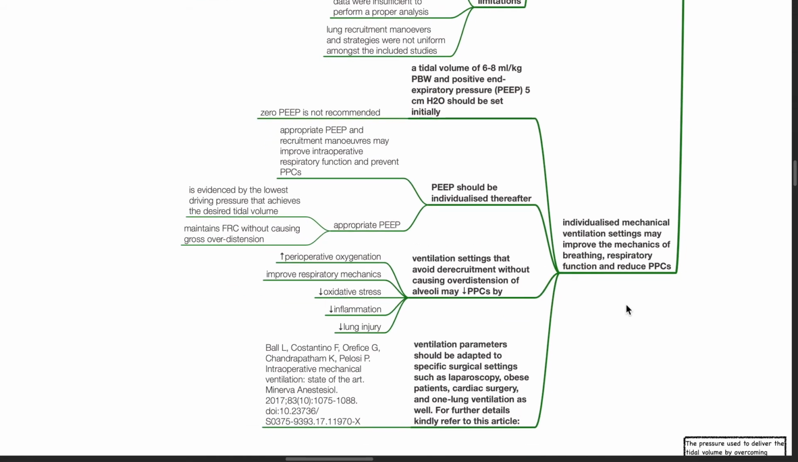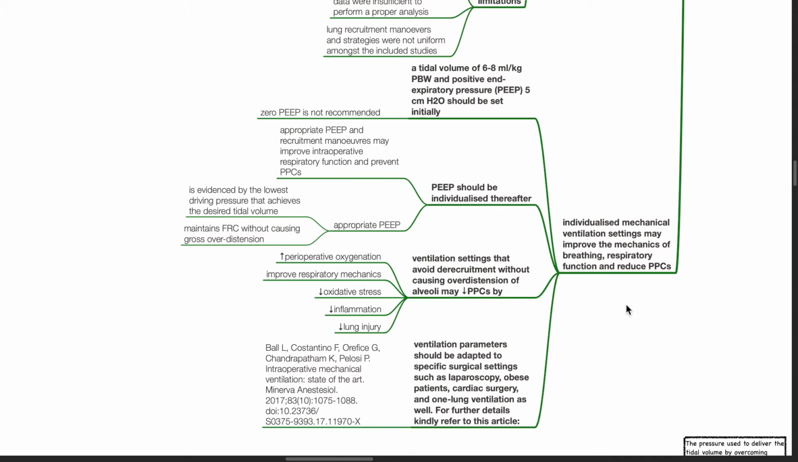Individualized mechanical ventilation settings may improve the mechanics of breathing, respiratory function, and reduce PPCs. A tidal volume of 6 to 8 mL per kg predicted body weight and PEEP of 5 cmH2O should be set initially. 0 PEEP is not recommended. Thereafter, PEEP should be individualized. Appropriate PEEP and recruitment maneuvers may improve intraoperative respiratory function and prevent PPCs.